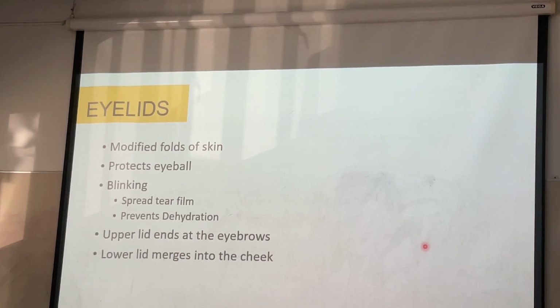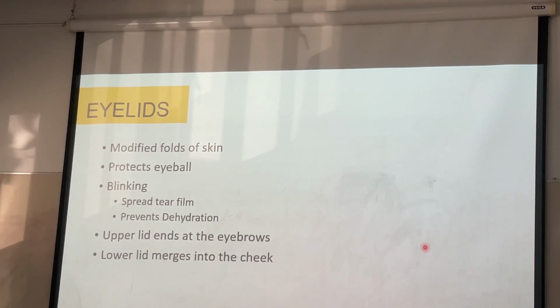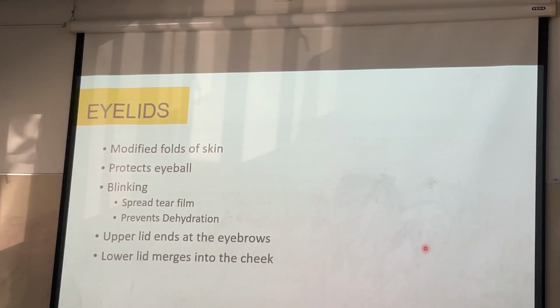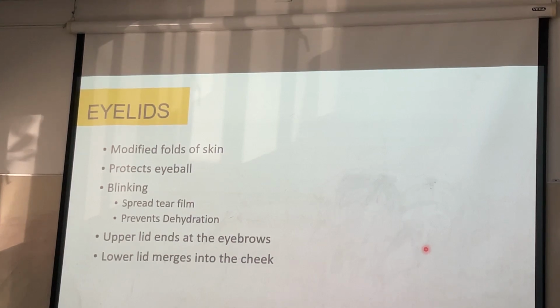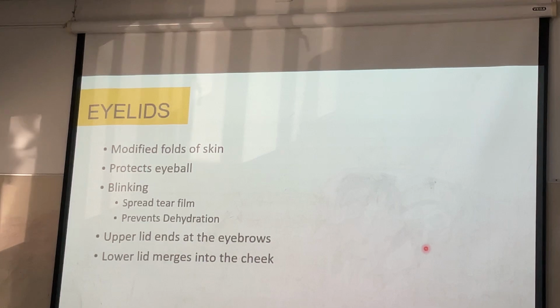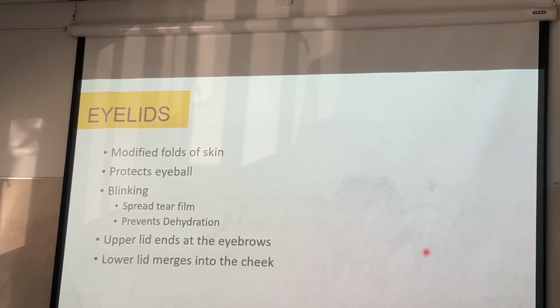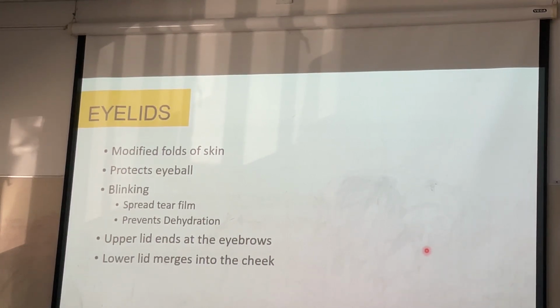Next is your eyelids. So eyelids are modified folds of skin which protect your eyeball. The main function is when they blink, they spread the tear film, or the tears, they coat your eye, and they prevent dehydration.